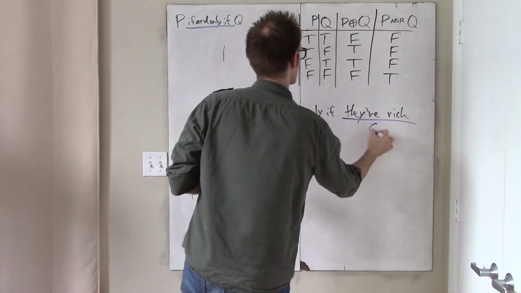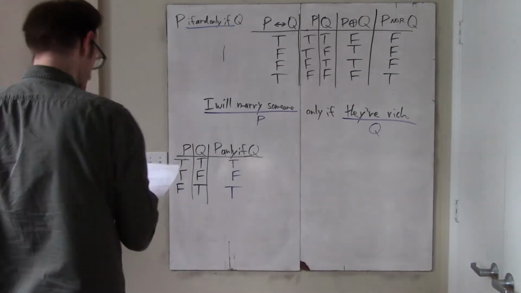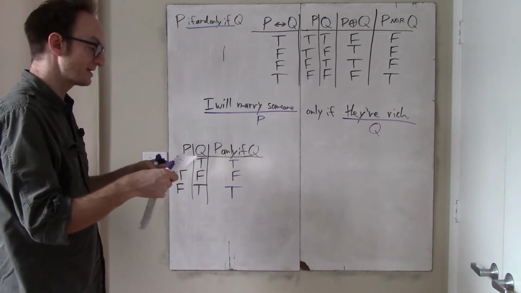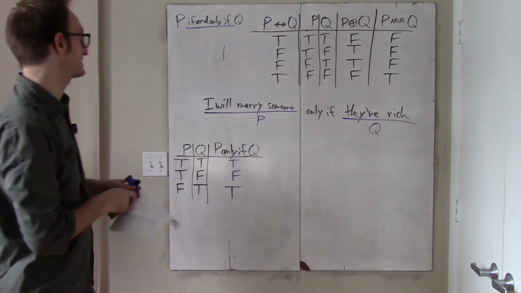Okay, here's P. This is Q. Maybe I should just look at my own notes, since I made a whole page of this, and I posted a link to it. So I should use it. Okay. So I'll marry someone only if they're rich. Okay. Going through this a little bit faster now.